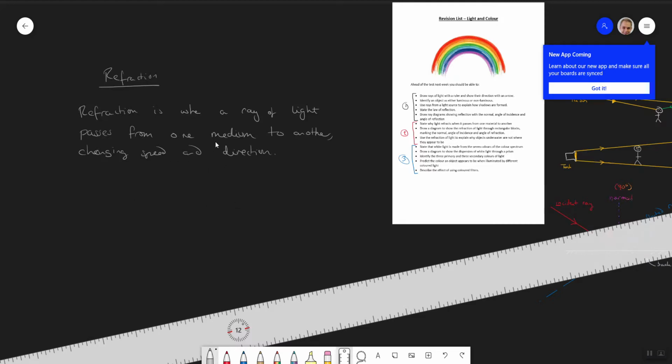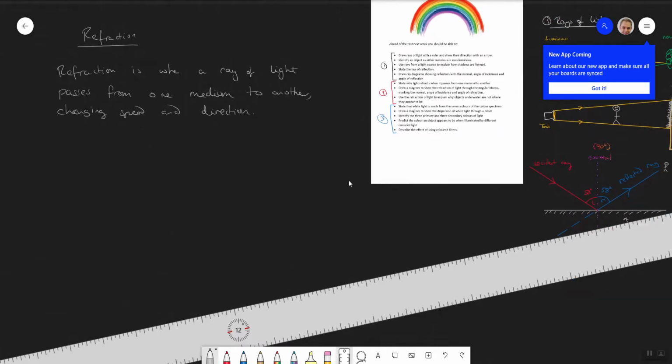Okay, so basically there's always a change of speed, and the classic thing that you do in a practical is you fire rays of light into blocks, and so this is kind of what you get. I'm just going to sketch this. So we could have air, and the block that you would have used in the lab was perspex, and in perspex, because it's denser, light travels slower in this than it does in this.